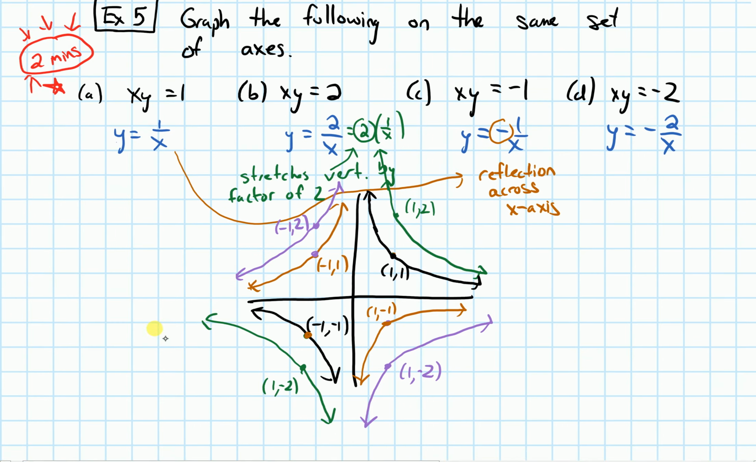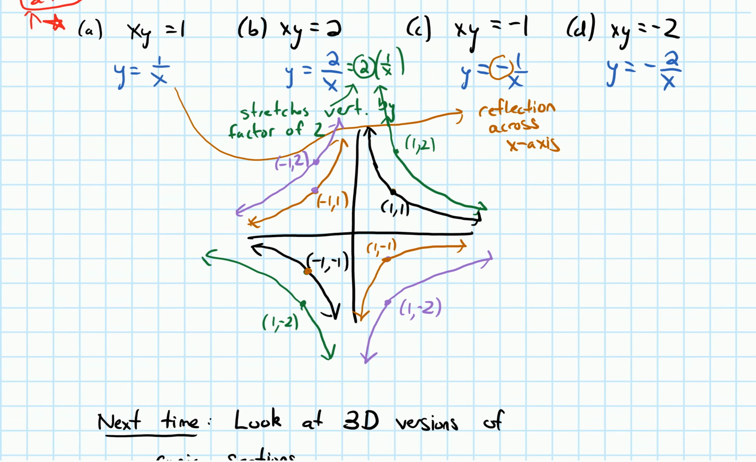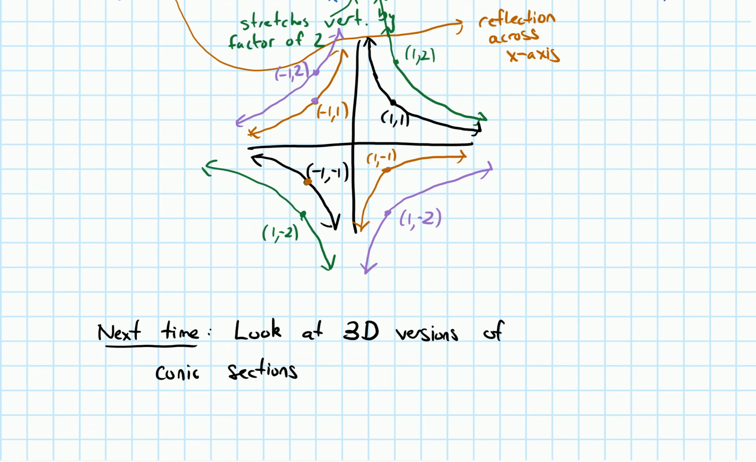Okay, so we've talked about circles, parabolas, ellipses, and hyperbolas in this section. So these are all examples of what are called conic sections, these shapes that we've looked at. In the next section, we are going to look at 3D versions of these shapes, of these conic sections, and they are called quadric surfaces.